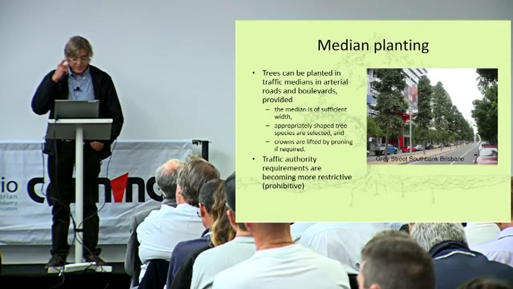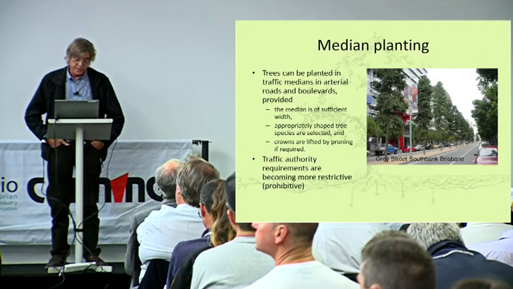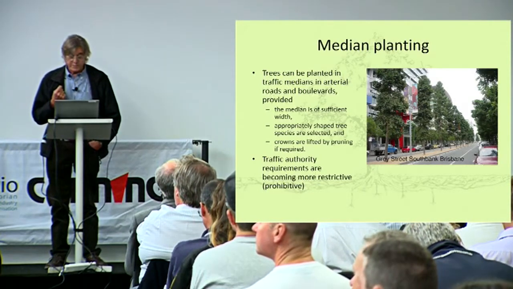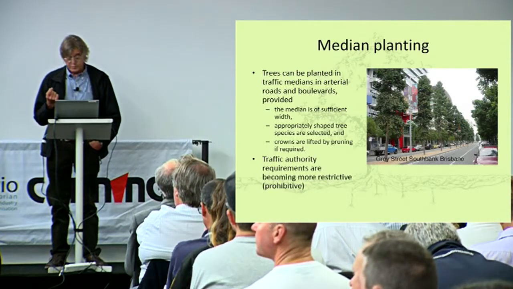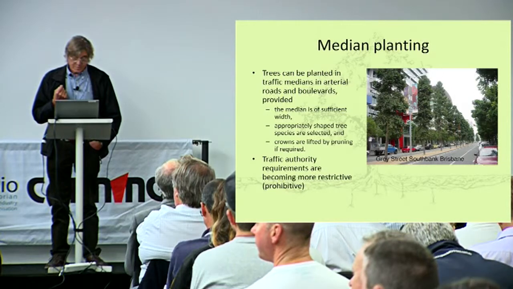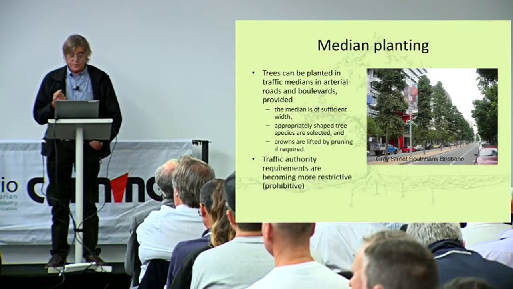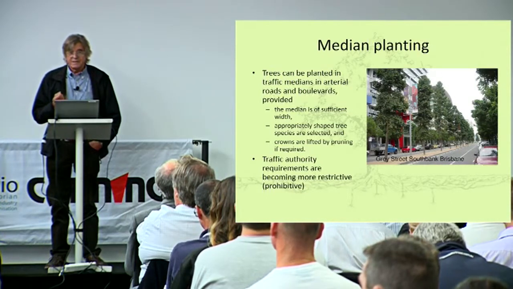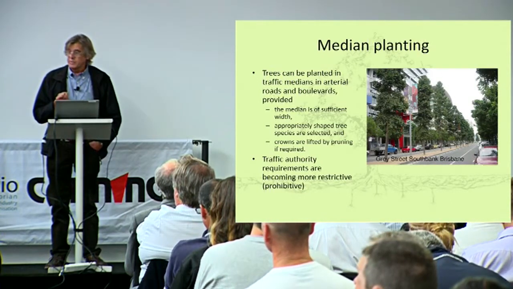Median planting. Trees can be planted in traffic medians, in arterial roads and boulevards, provided you've got certain criteria being met: sufficient width, appropriate tree species, etc. But in South Australia, and also I understand in Victoria, traffic authority requirements are becoming more restrictive. In fact, if you follow the letter of the law, you probably wouldn't be planting trees in medians at all.